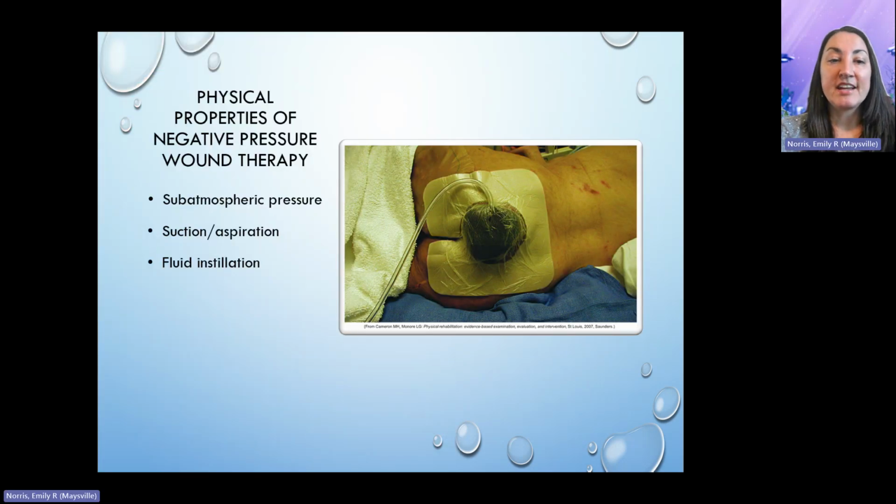Physical properties of negative pressure wound therapy, which I can't, as I discovered while I was making this, I can't hardly look at a wound without just like grimacing. So I'm glad I don't work in wound care, but some of the effects are subatmospheric pressure, suction, aspiration, and then fluid installation.